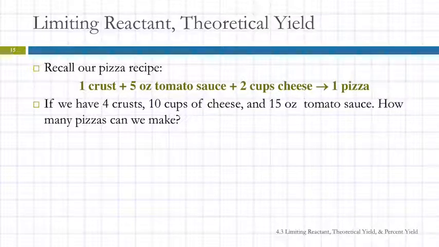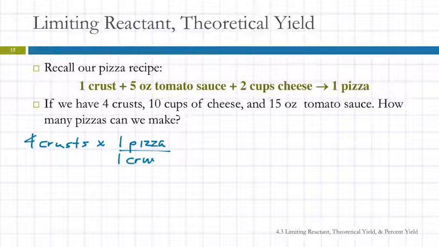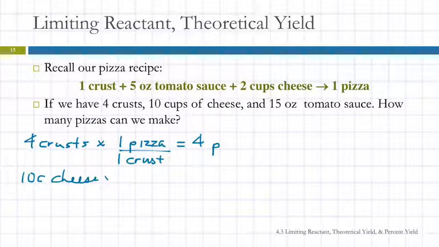So let's just look at what we did in our heads to figure this out. So 4 crusts. We're thinking, well, I can make 1 pizza for every crust. Right? So I can get 4 pizzas out of that. I'm going to call them P. 10 cups of cheese. We did this one already. 1 pizza per 2 cups of cheese. So that is 5 pizzas.